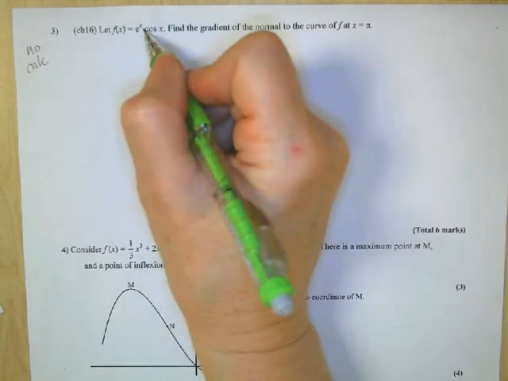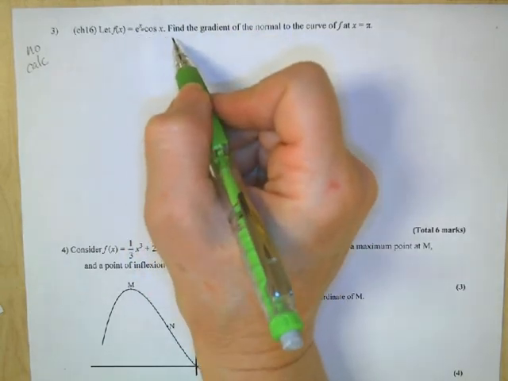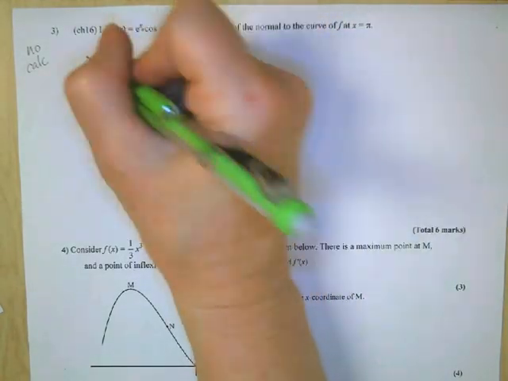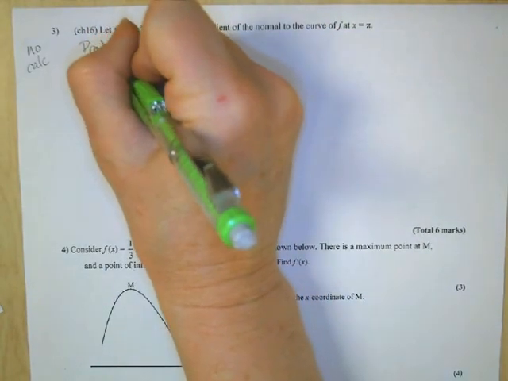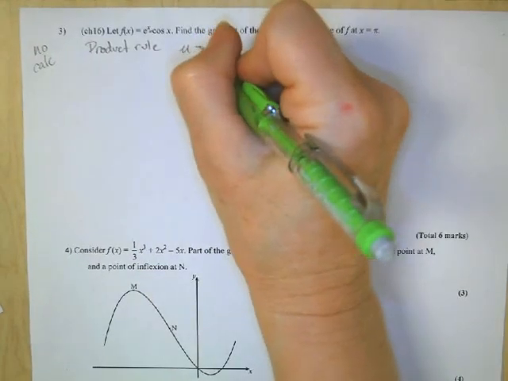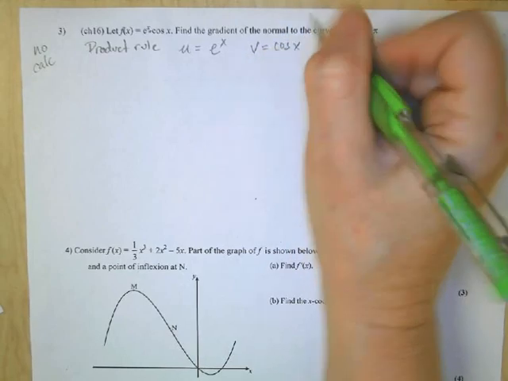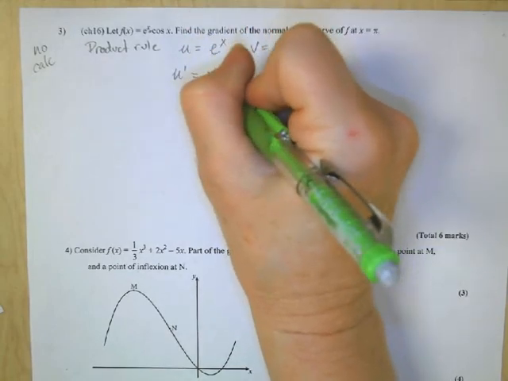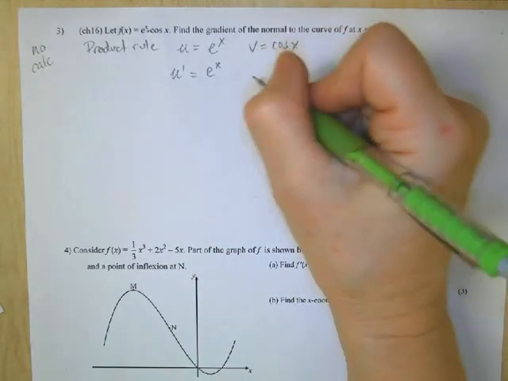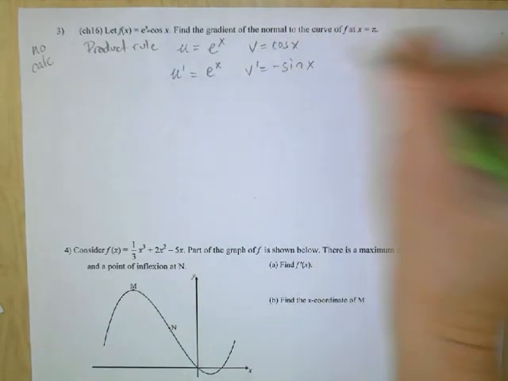Notice I have two functions being multiplied together. I have e to the x times cosine of x. So I'm going to use the product rule. So for my product rule, I need to find my u, which is going to be my e to the x, and my v is going to be my cosine of x. So now I need the derivative of u. The derivative of e to the x is just e to the x. The derivative of cosine is negative sine. These are on your formula packet. You could look them up.